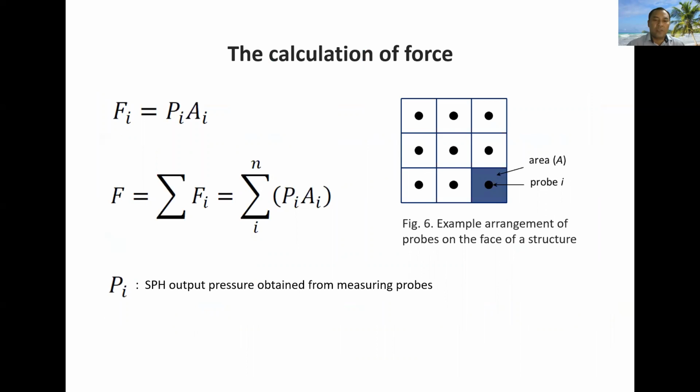The calculation of force is based on illustration in figure 6, where the force is the product of pressure times area, where the pressure measuring probes lie within. The measuring probes were mounted on the vertical surface of structure and equally spaced with spacing equal to the particle size. The total force is the summation of all force on the surface of structure.